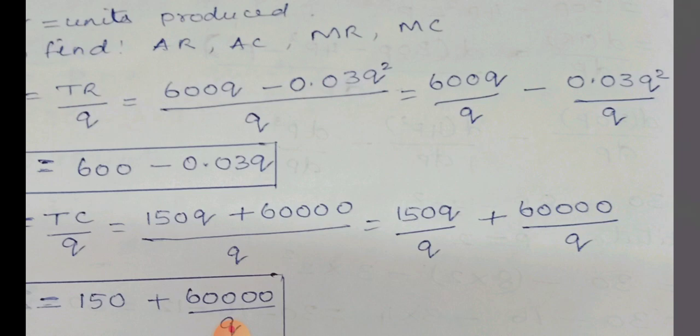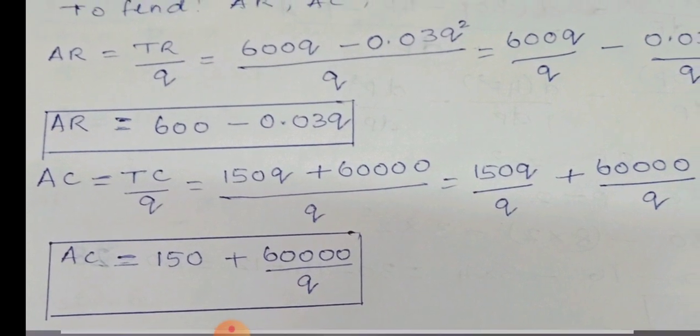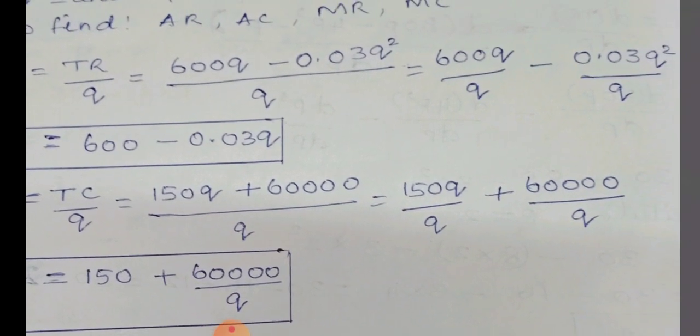Here 600q by q, q gets cancelled. In 0.03 q square by q, 1 q will get cancelled. So the remaining value will be 600 minus 0.03 q. That's all. Q square will become q.